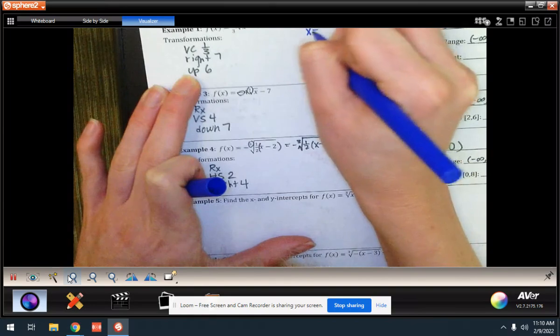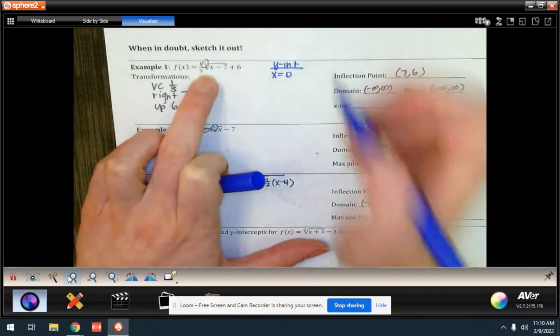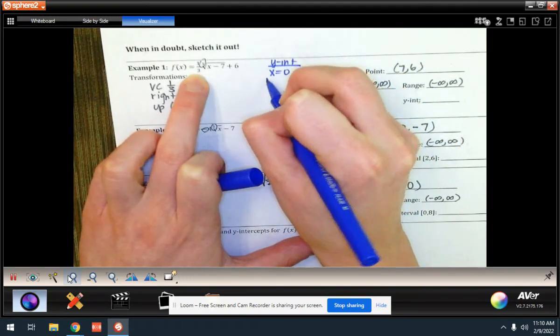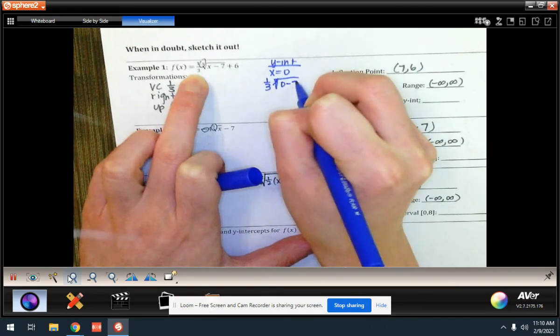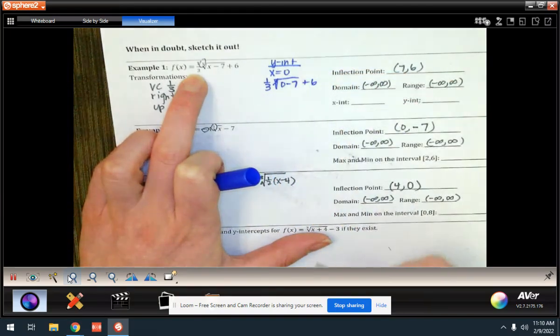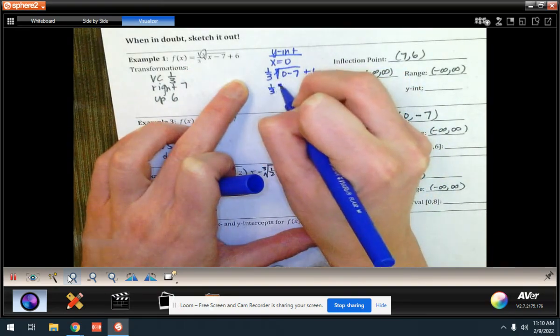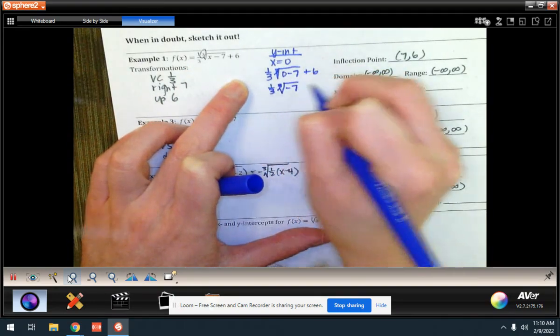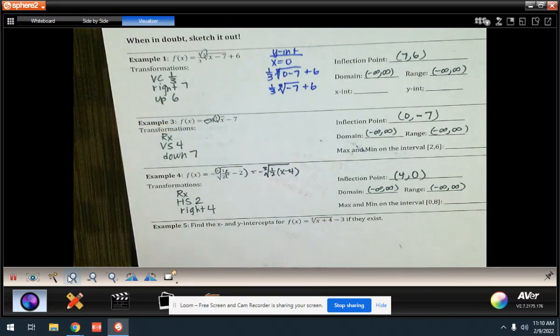And so for the y-intercept, your x value is 0. And so for our function, we would have 1/3 cube root of 0 minus 7 and then a plus 6 outside the radical. So that gives us a -7 under the cube root. And so if this was square root, I would stop and say D and E. We can't have square roots of negatives, but we can have cube roots of negatives.